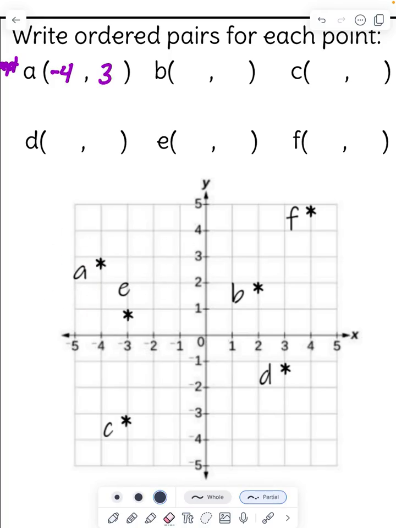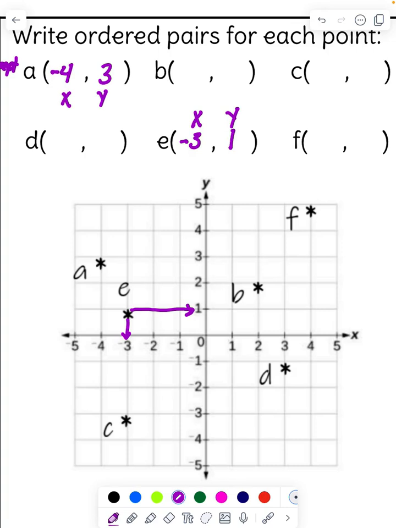Easy. Let's do E. All right, so E right here, figure out where it is even to the x, and figure out where it is even to the y. So E is -3, 1. Remember, your ordered pairs go x, y. Don't do them in the opposite. Think alphabetical.